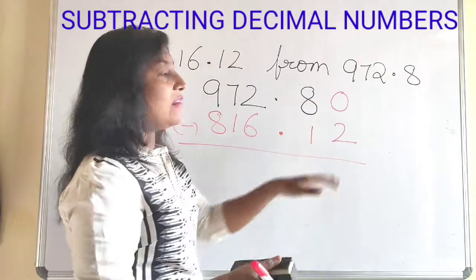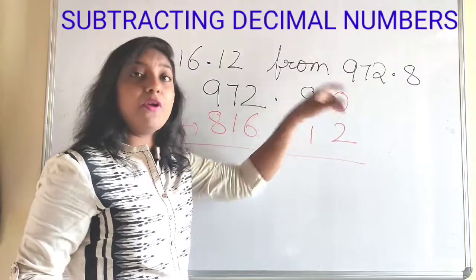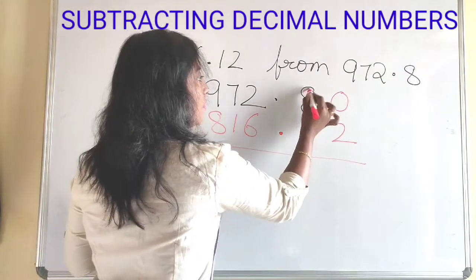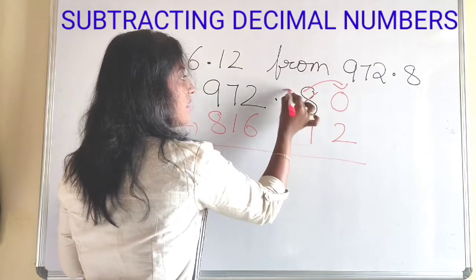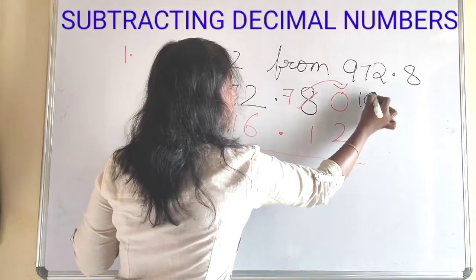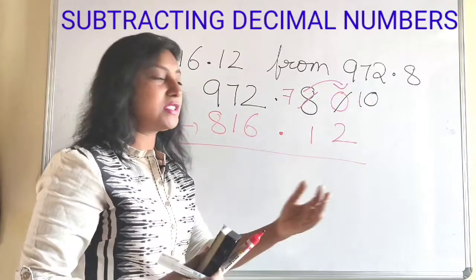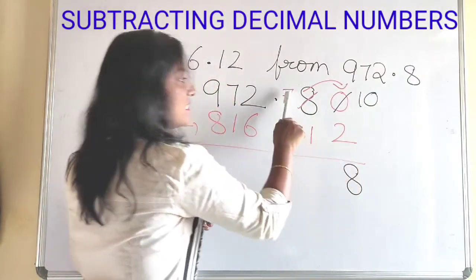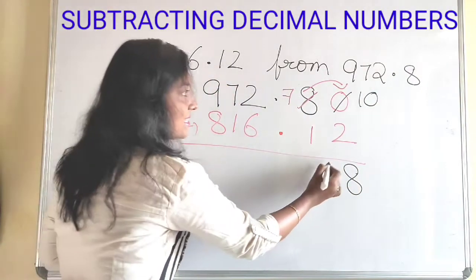So now can we subtract 2 from 0? It is not possible. So we have to borrow from this. So it will become 7 and this will become 10. So write 10. Now it's easy for us to subtract. So 10 minus 2 gives 8. 7 minus 1 gives 6.